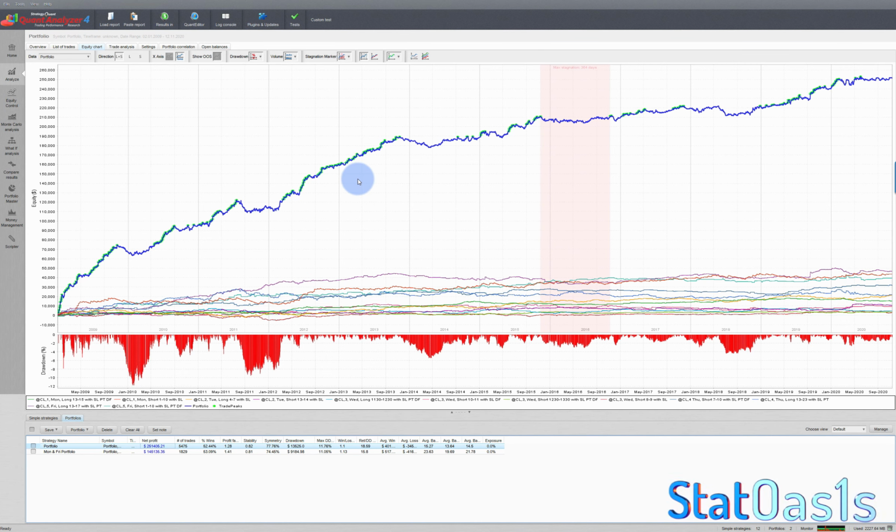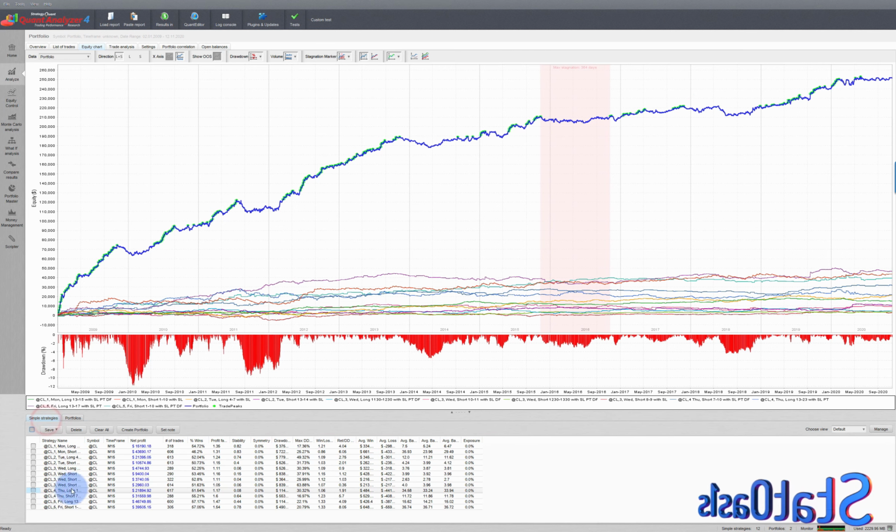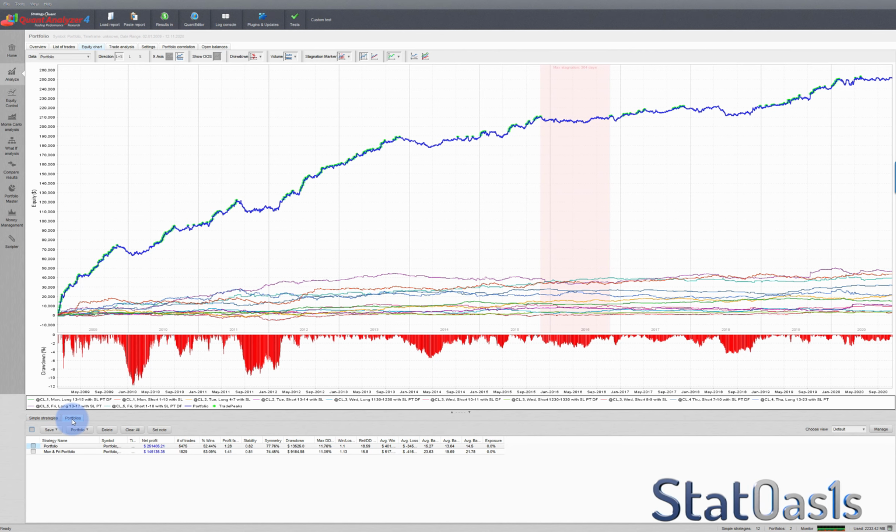And the whole point of Monte Carlo is to find out what's the optimum initial deposit that we need to run this portfolio. Now, these strategies, I added some of them with stop loss, some of them with a profit target, and some of them with both, and some of them with a daily filter. I think 3 strategies has daily filter here. So it's a little bit enhanced portfolio, let's say. Still, we're making about $250,000 at the end.